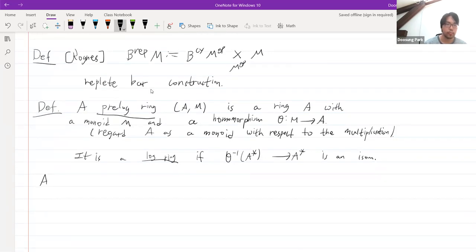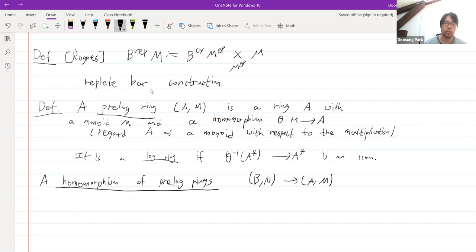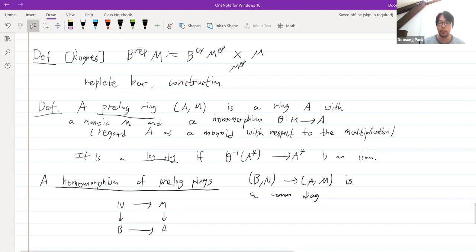So a homomorphism of pre-log rings (B, N) to (A, M) is a commutative diagram. We have a map from N to B and M to A, and we want a map from B to A and N to M, and this should be commutative. So we can form the category of pre-log rings, and a homomorphism of log rings is the same as a homomorphism of pre-log rings.